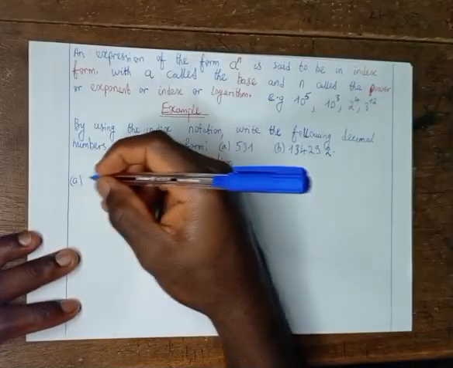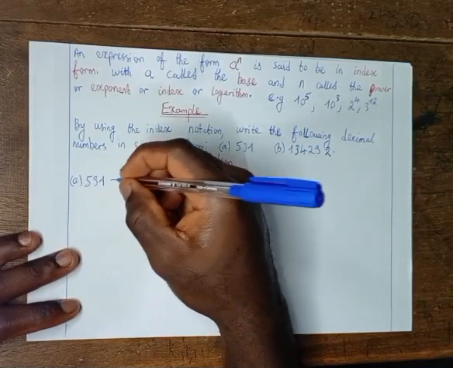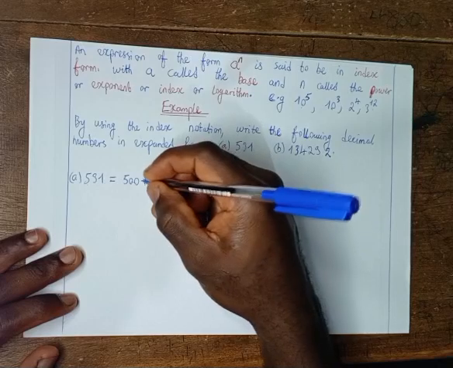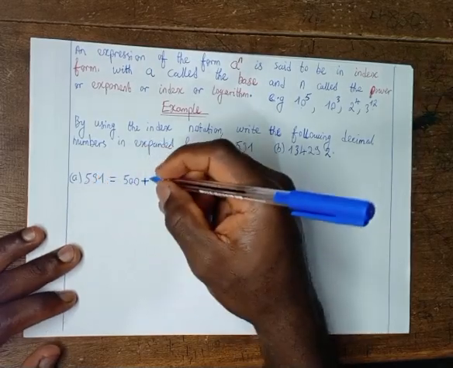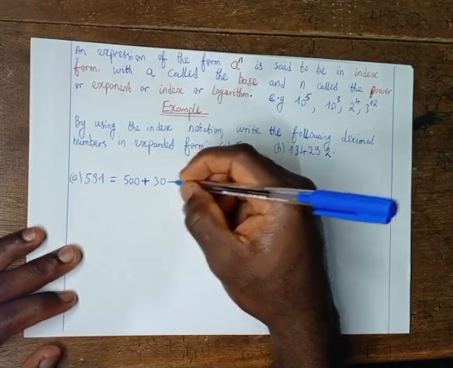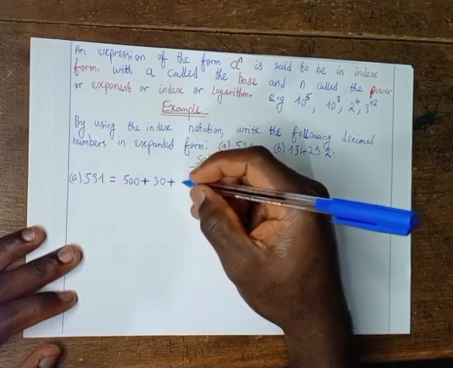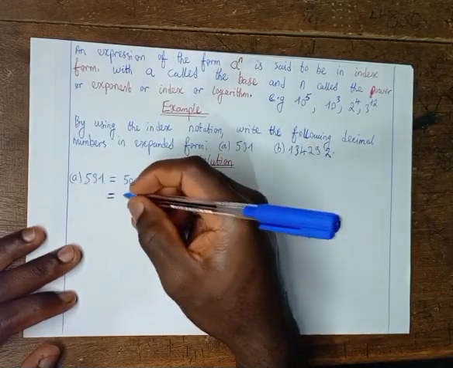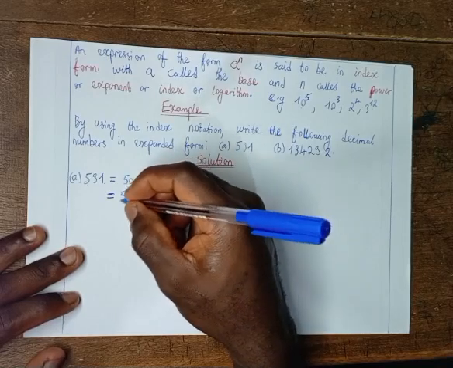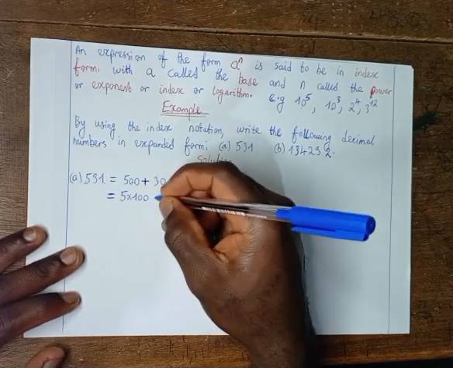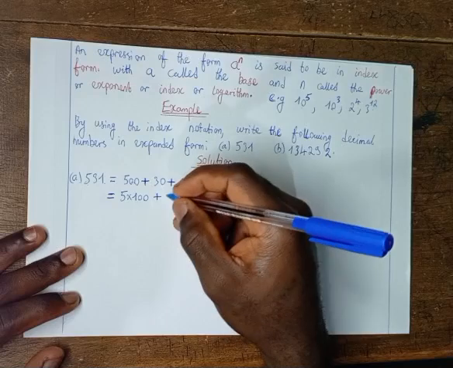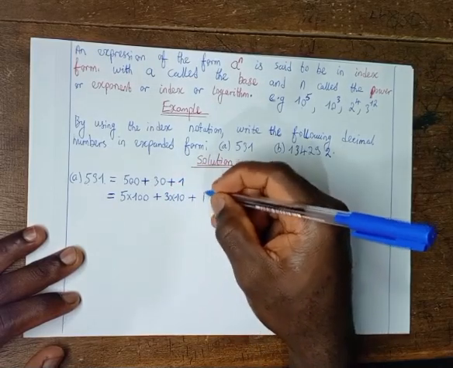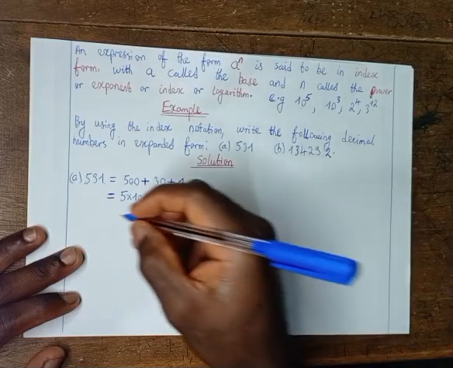Here we have the number 531. We know 5 has a value of 500, plus the digit 3 has a value of 30, plus the digit 1 has a value of 1 unit. You know this is the same as 500 is the same as 5 times 100, plus 30 is the same as 3 times 10, plus 1 is the same as 1 times 1.